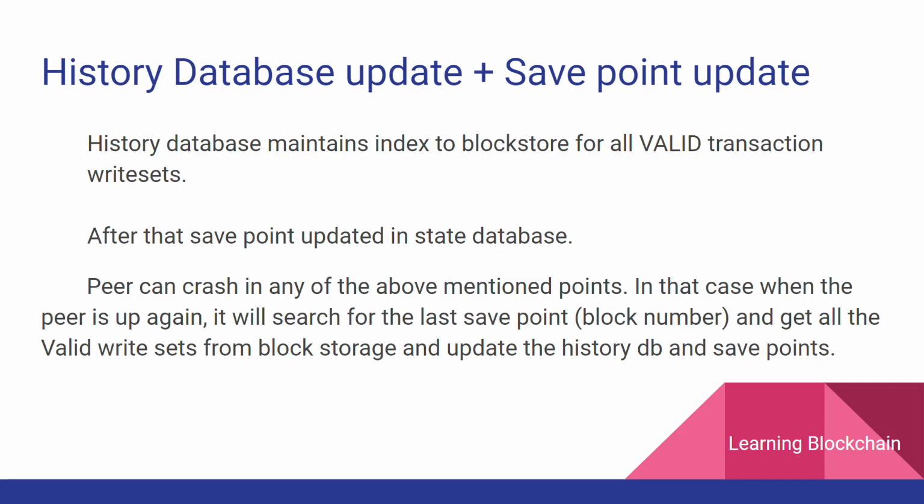In the same way, there is a history database update plus the save point update. The history database maintains the index to the block store for all valid transaction write sets. Here I have emphasized the word valid, because as I have told, blocks can be committed with a valid endorsement policy, or invalid, meaning if the check fails and says this is not a valid transaction, then also we will commit the block.